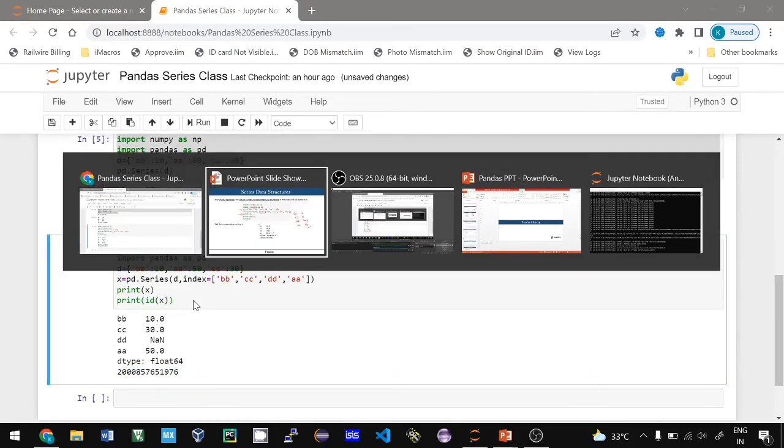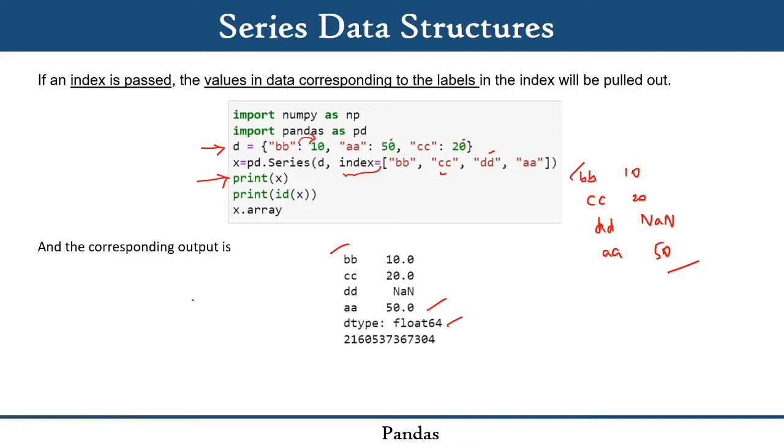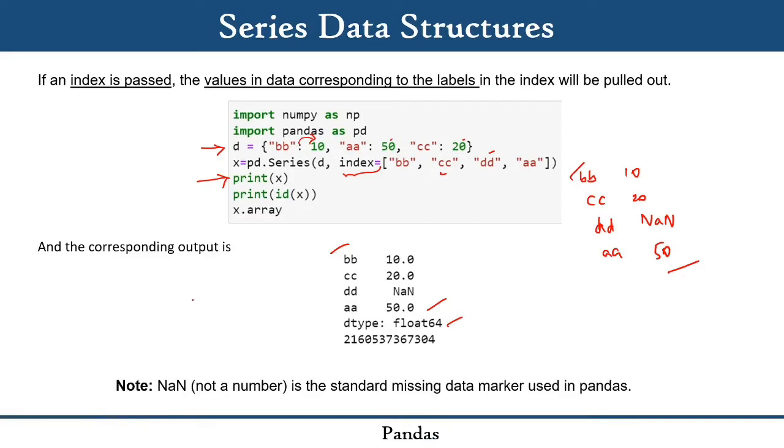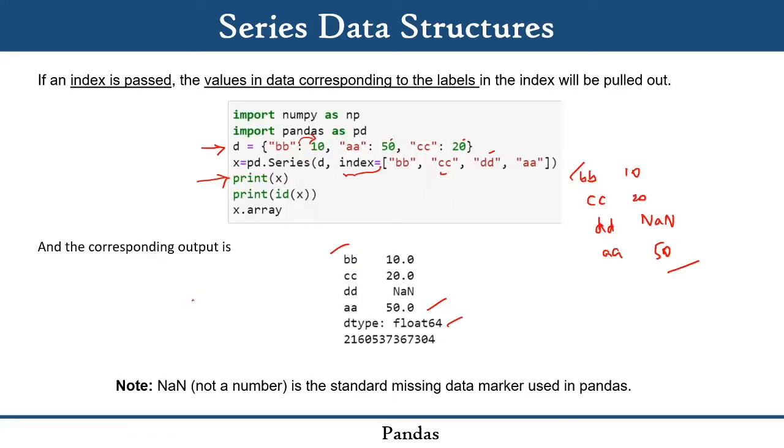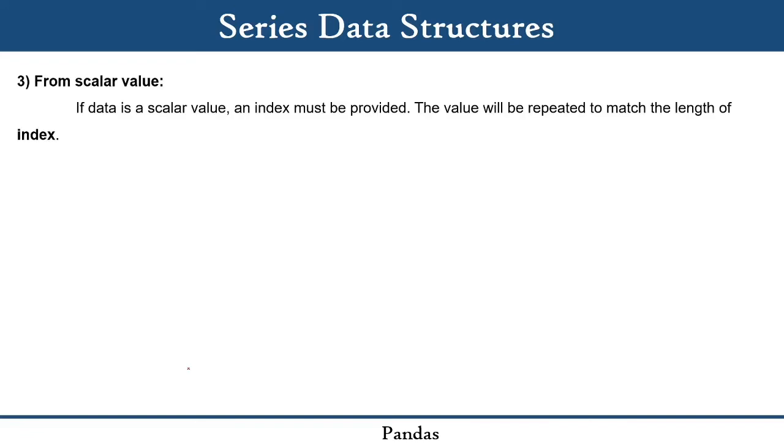Now let's move forward to discuss the next method, how I can create series data using a scalar value. Before that, let's understand what NaN is. NaN stands for not a number, which is a standard missing data marker used in Pandas. Make a note of this point. Now I can discuss how we can generate series data from a scalar value. If data is a scalar value, an index must be provided. The value will be repeated to match the length of the index. To understand the concept, let's consider the piece of code given below.